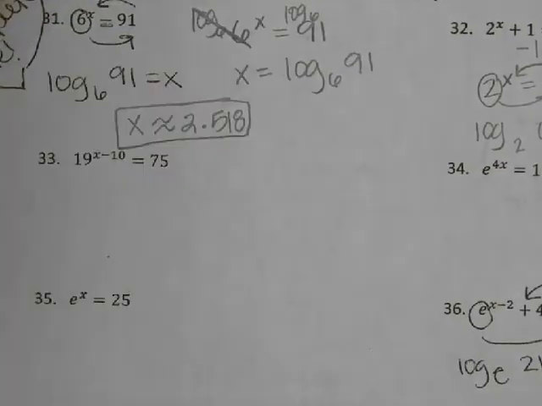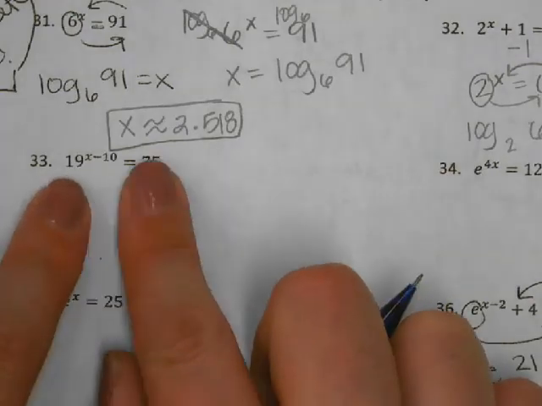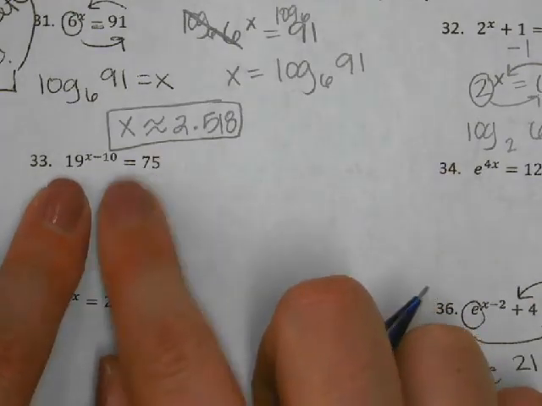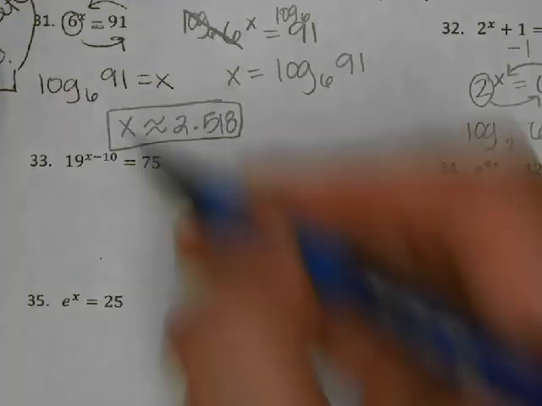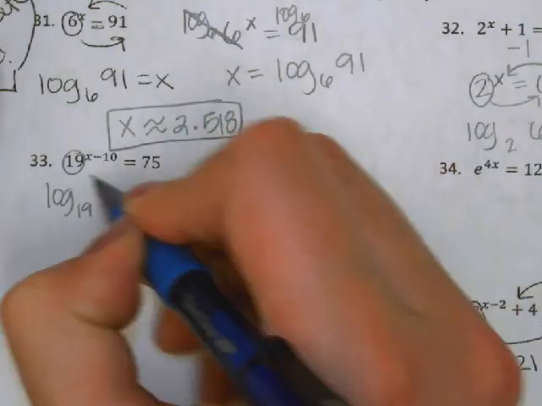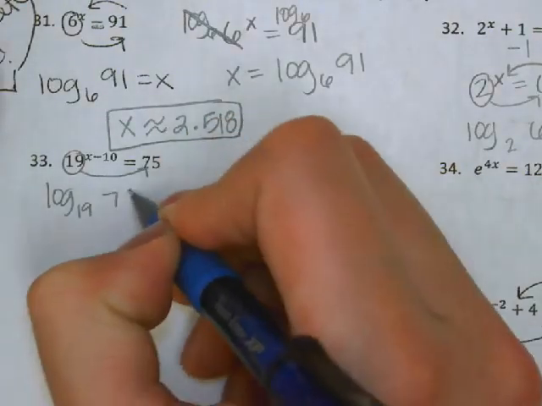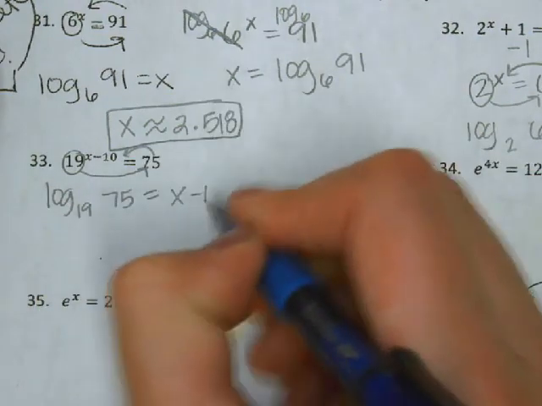All right, for this one, it's ready. It's written as a base to an exponent, and then this number's all alone. So we can go ahead and Tootsie Roll, or we can do the inverse method. I'm going to go ahead and do the Tootsie Roll on this one. So I'm going to say log base 19 of 75 equals x minus 10.